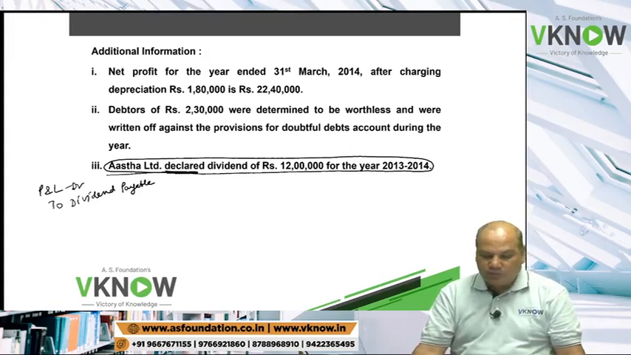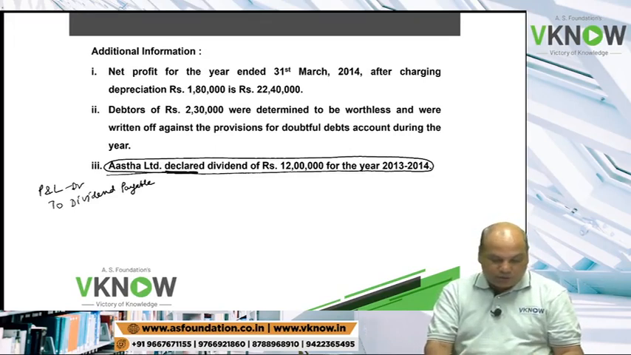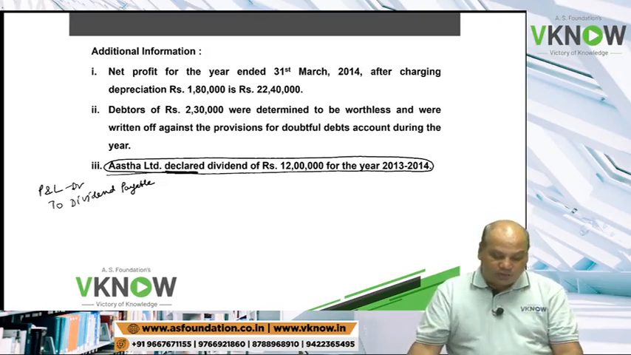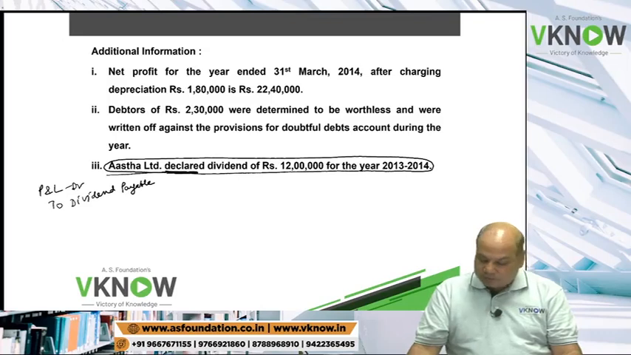Entry for dividend payable, P&L account debit to dividend payable account, and that is why in your balance sheet last item on the liability side, dividend payable is appearing.